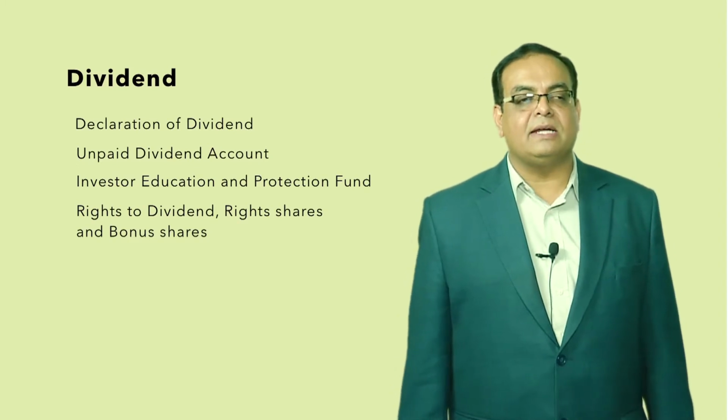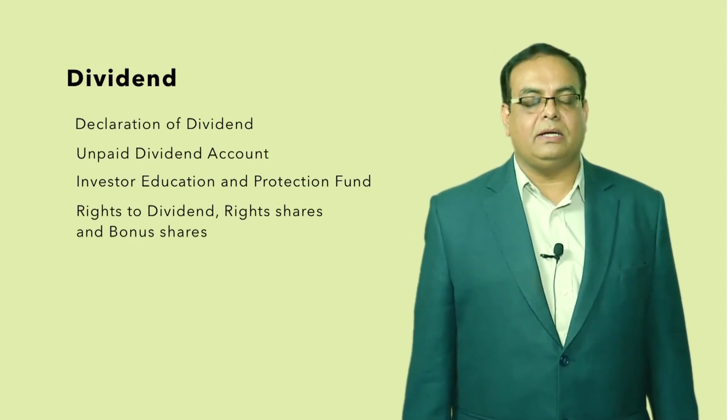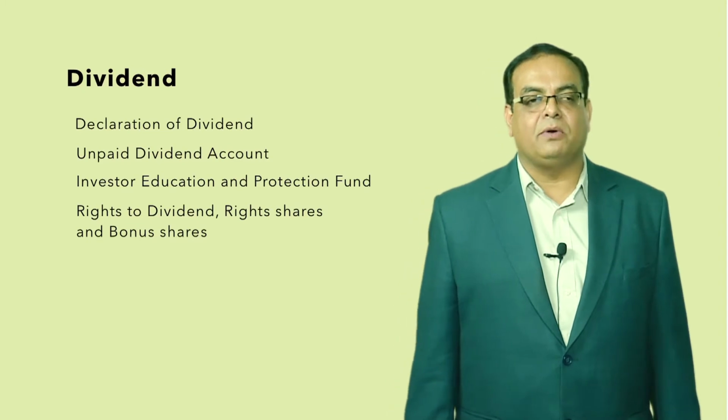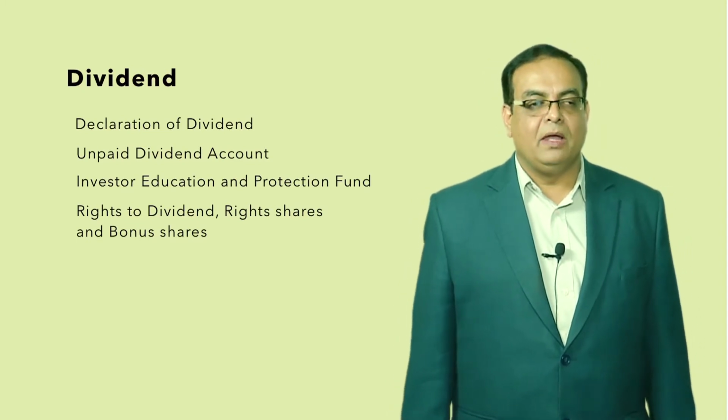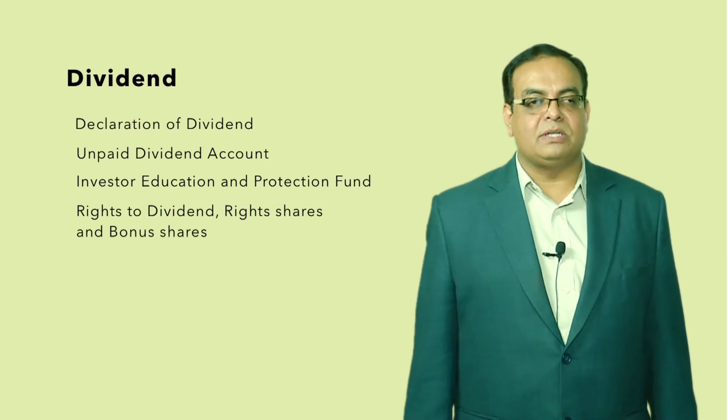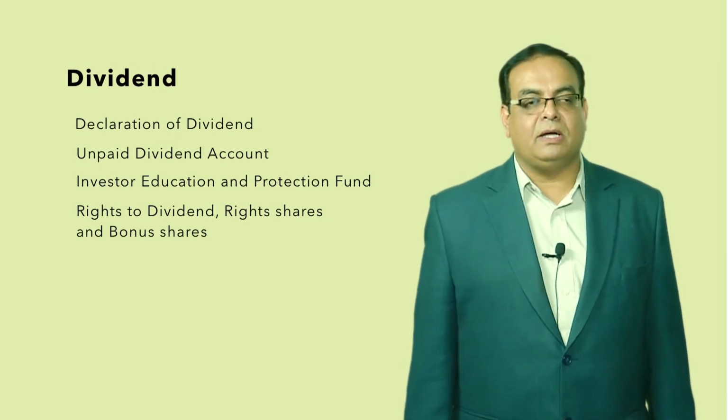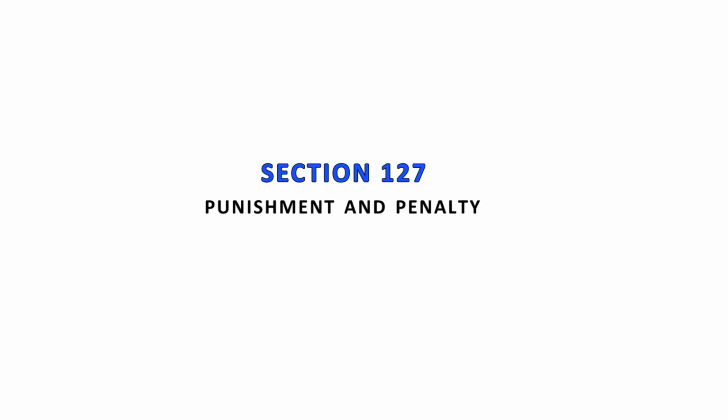Similarly, when the company declares the right issue or right equity shares, the equity shareholders have got a right on that. Similarly on the bonus shares. Now section 127, which again relates to dividend, talks about the punishment for failure to distribute dividend. So lots of strict penalty.